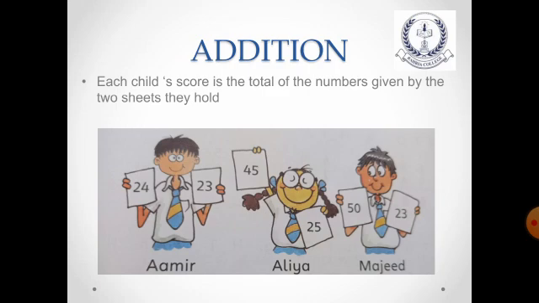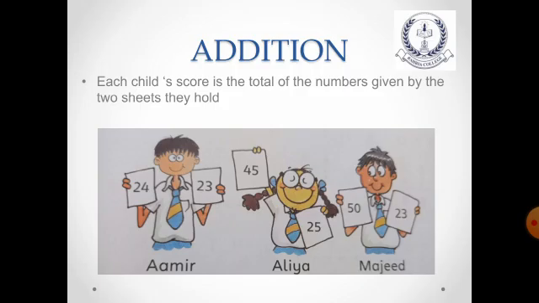Let's look at this picture. Each child's score is the total of numbers given by two sheets they hold. You can see three children in the picture. Each one is holding two sheets in his or her hands. Amir is holding two sheets having numbers 24 and 23. Alia is holding two sheets having numbers 45 and 25. Majid is holding two sheets having numbers 50 and 23.